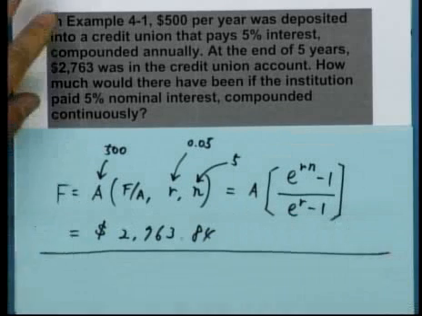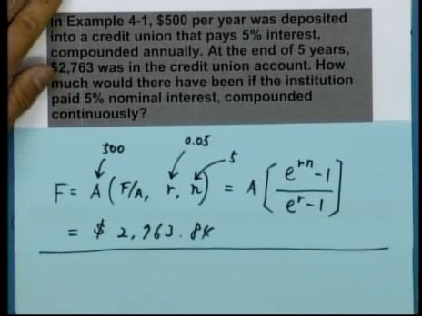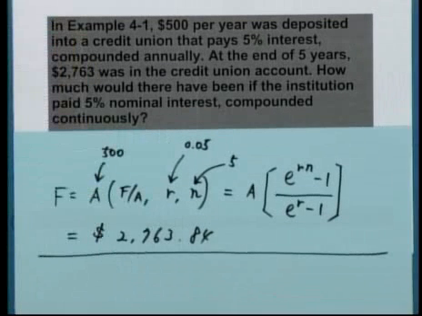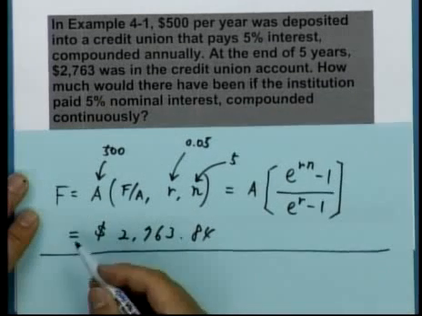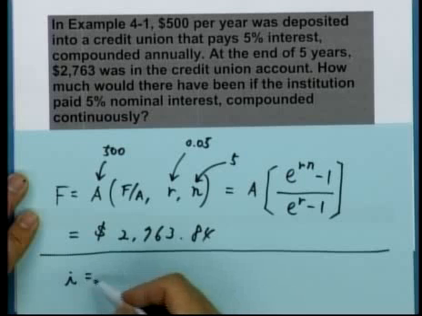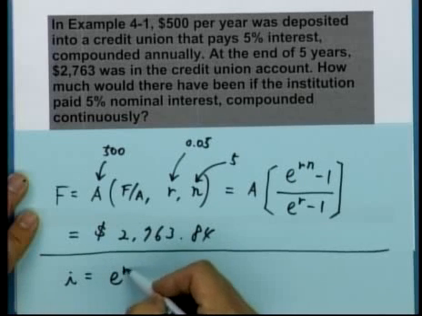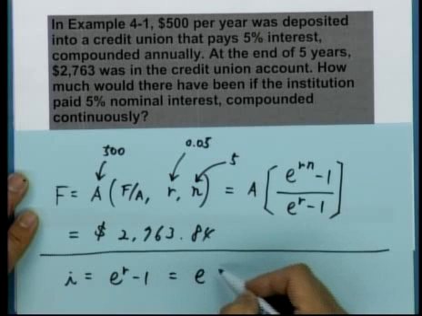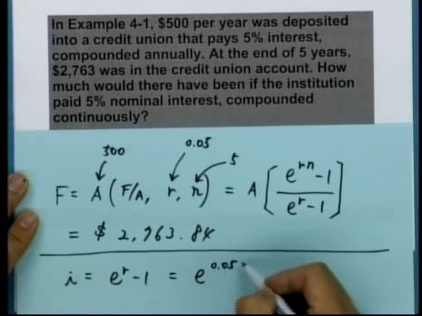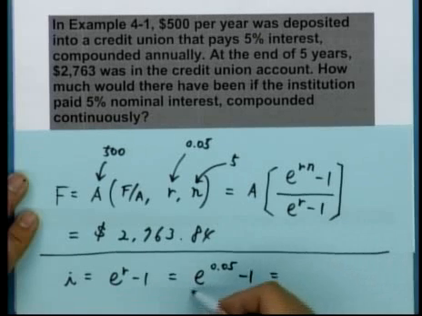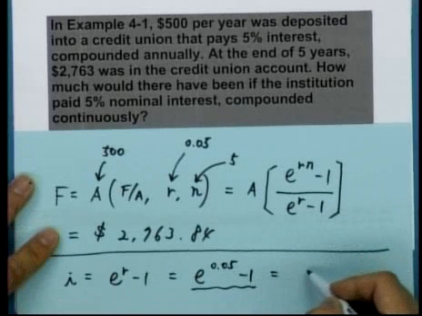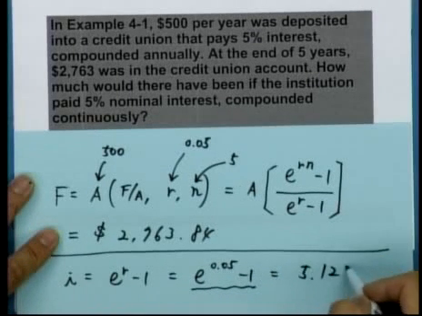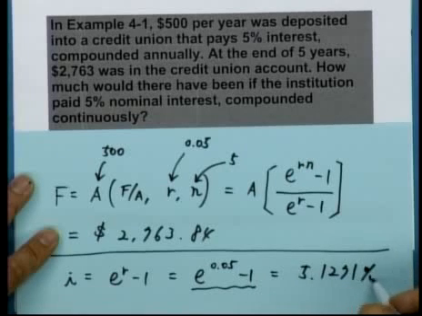And here's another way. Using the effective interest rate for the continuous compounding, which is i equals e to the power R minus 1. So e to the power 0.05 minus 1. And this value is 5.1271%.